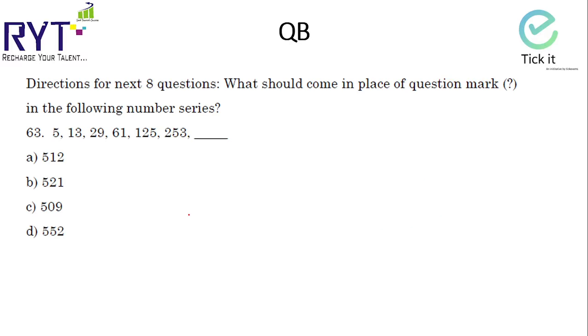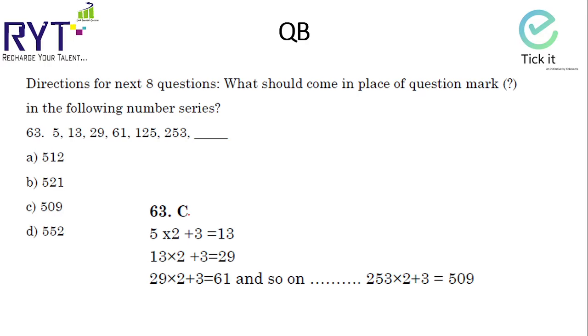Let us go to some more questions. 5, 13, 29, 61, 125, 253. 5 into 2, 10, plus 3, 13. 13 into 2, 26, plus 3, 29. 29 into 2, 58, plus 3, 61. If you keep on going like this, 253 into 2, which is 506, plus 3, 509. Option C is the correct answer.